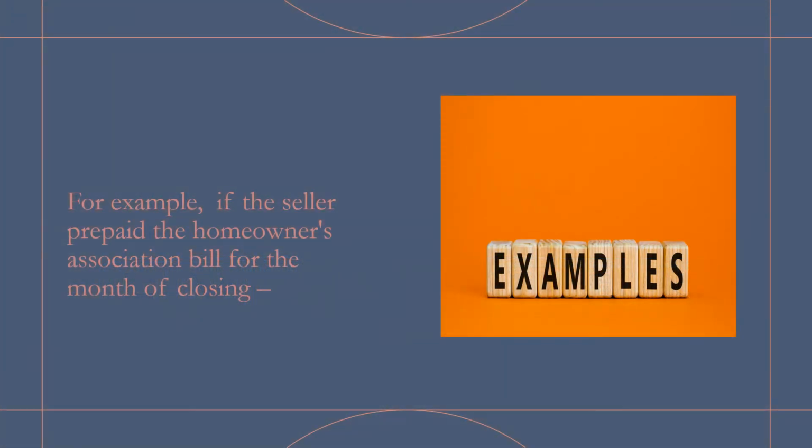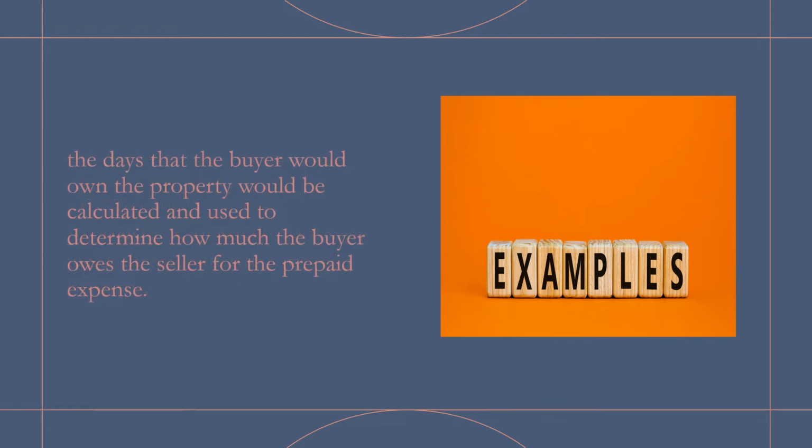For example, if the seller prepaid the homeowners association bill for the month of closing, the days that the buyer would own the property would be calculated and used to determine how much the buyer owes the seller for the prepaid expense.